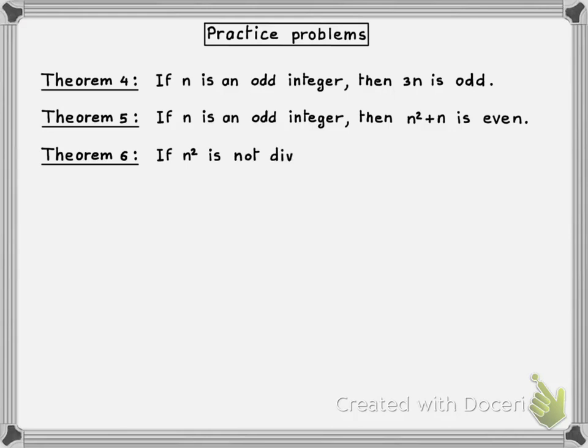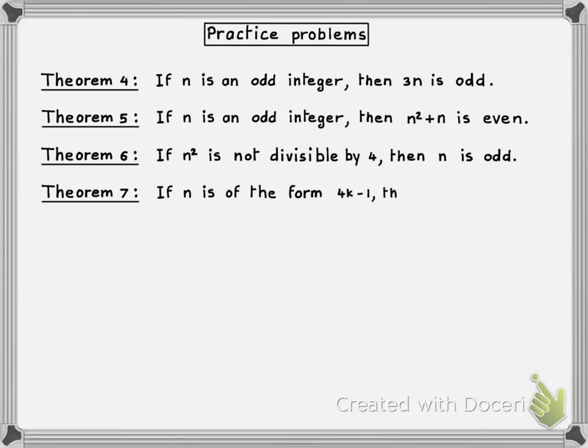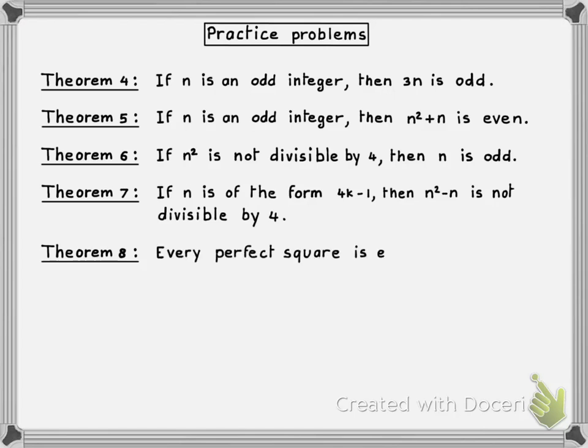Here is another practice problem for you to prove. The theorem says if n squared is not divisible by 4, then n must be odd. Here is yet another one. If n is of the form 4k minus 1, where k is any integer, then n squared minus n is not divisible by 4. And finally, the last practice problem for this lecture asks you to prove the following theorem. Every perfect square is either a multiple of 4 or of the form 4k plus 1, where k is again any integer.